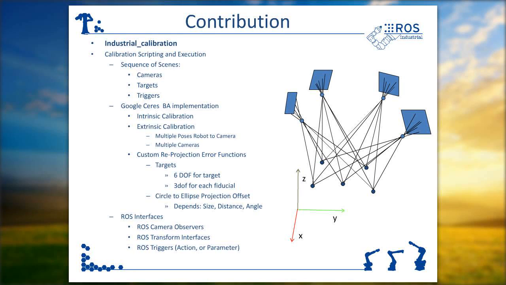And then we have triggers for scenes and for cameras. That can be just as simple as setting the ROS parameter, or an action trigger where the robot needs to move from one location to another for the next scene. And so you need to know when that action has been completed in order to collect the next set of data. Those are the aspects that we have implemented.